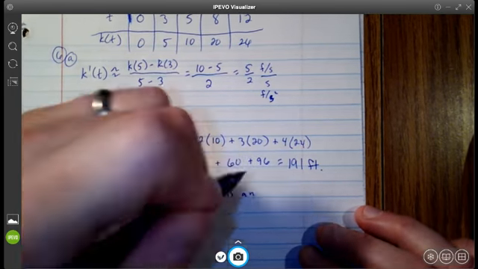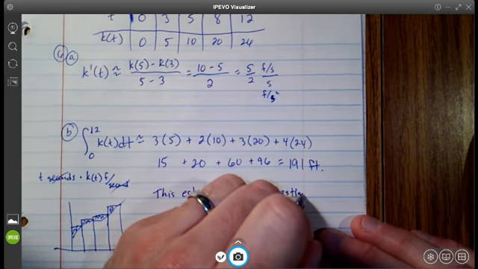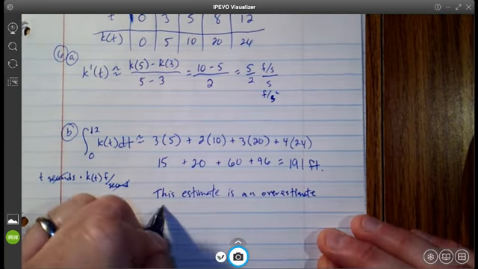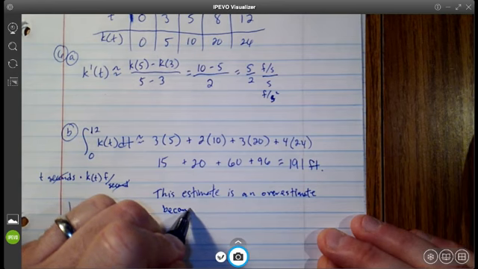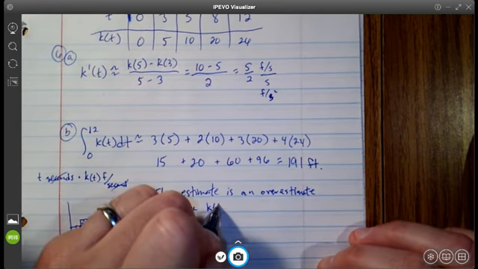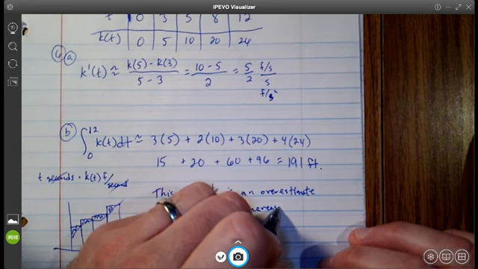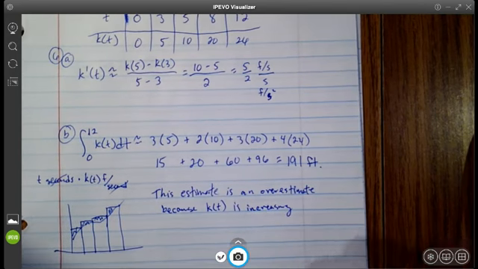And so you would say that this estimate is an overestimate because k of t is increasing. All right, so that is part B.